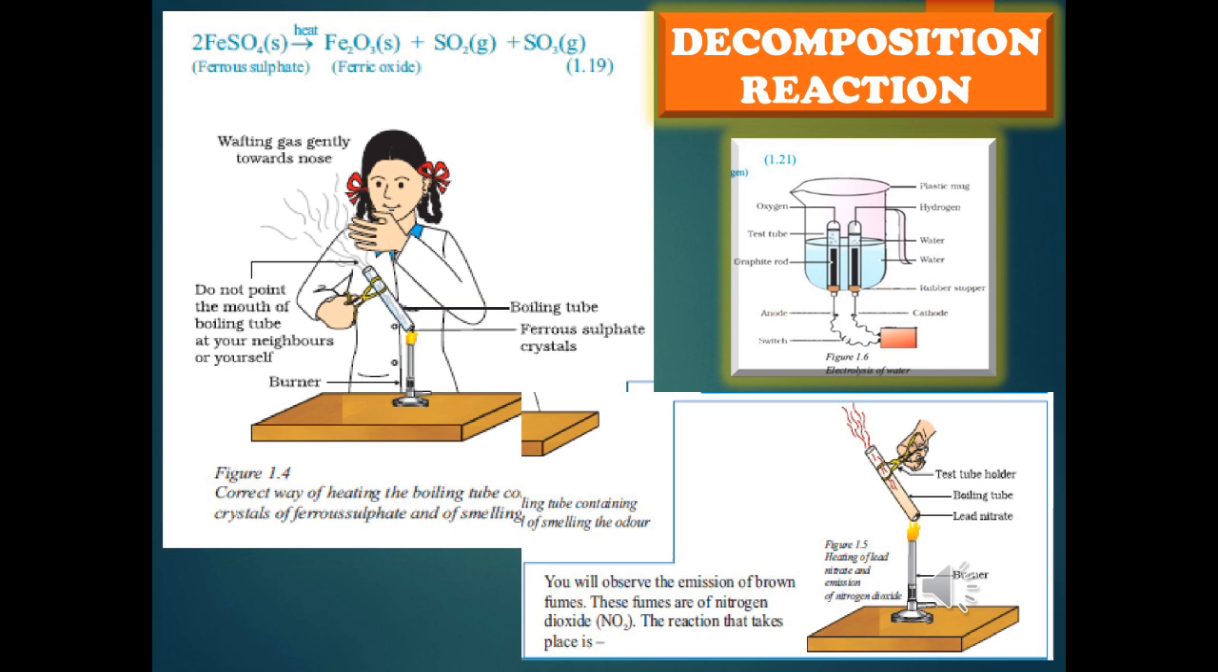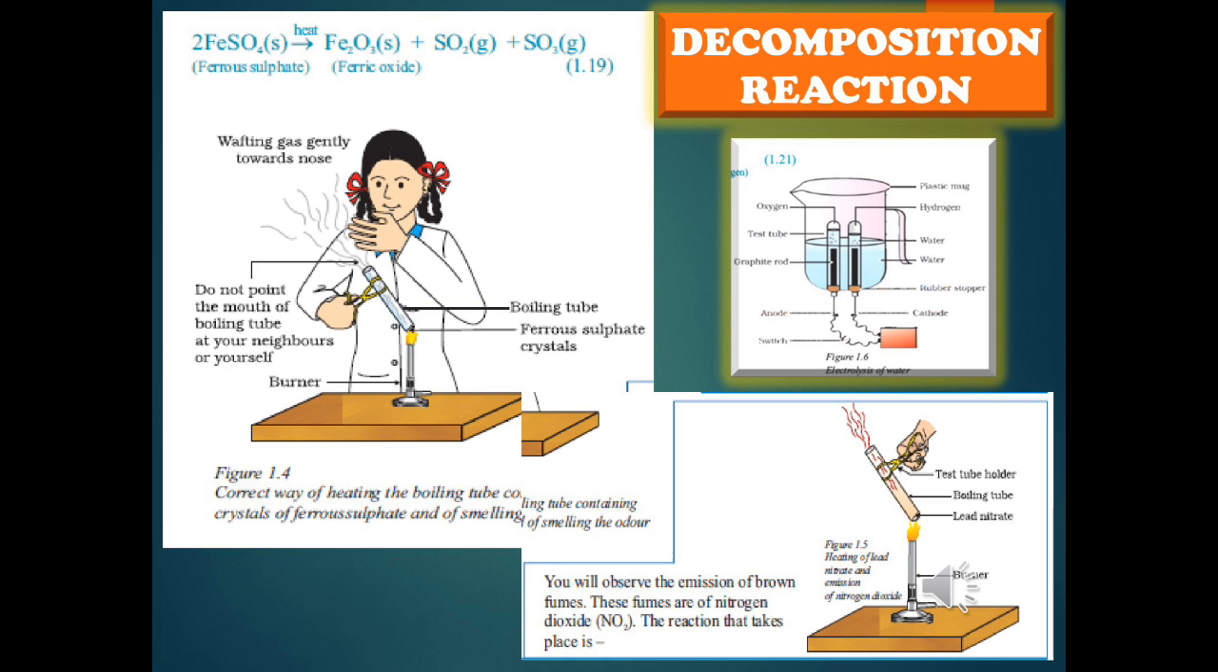Decomposition reaction. There are three reactions here in this slide. First one, electrolysis of water. That is, water is decomposed into hydrogen and oxygen gas by passing electricity. This is called electrolysis.